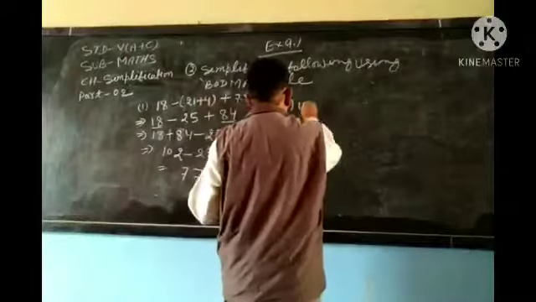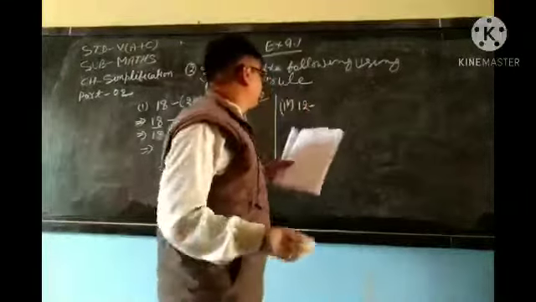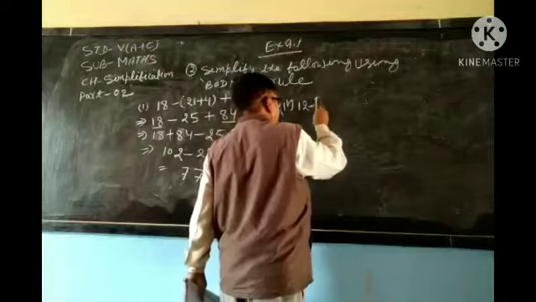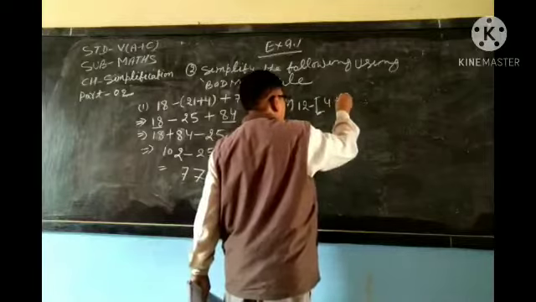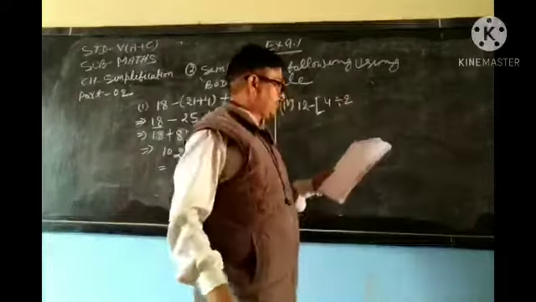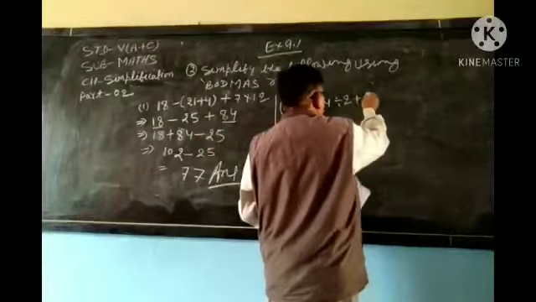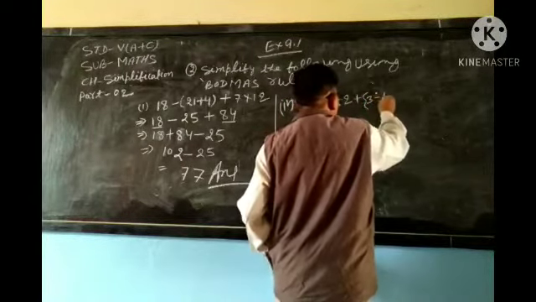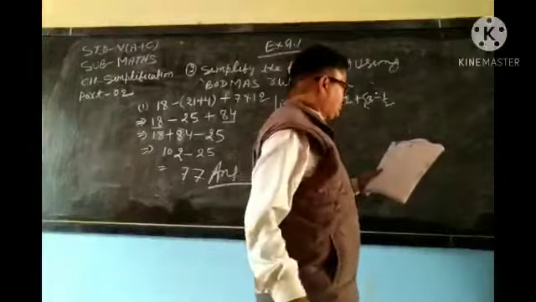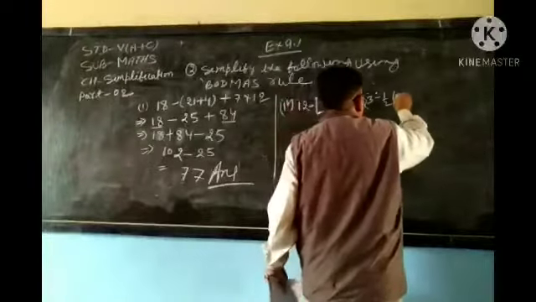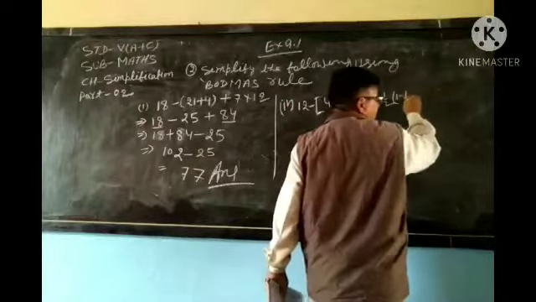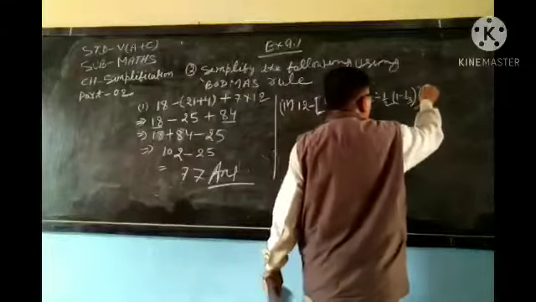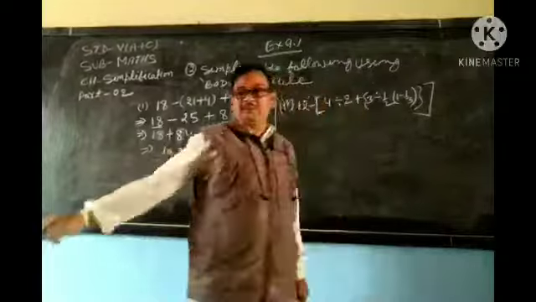12 minus 4 divided by 2 plus, this is the curly bracket, 3 divided by 1 by 2, 1 minus 1 by 3 in a small bracket, then the curly bracket, and then this is your big bracket.